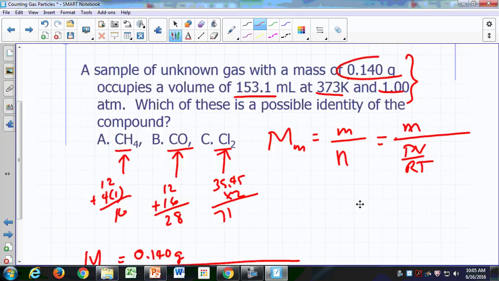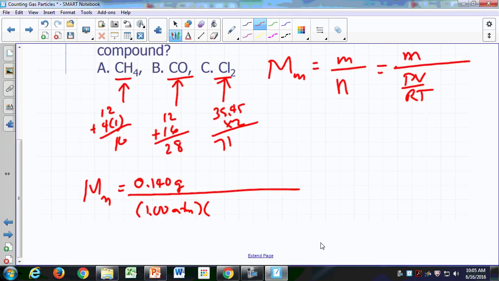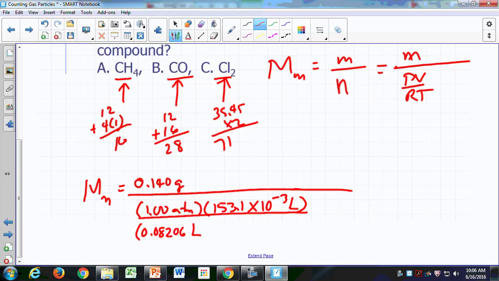volume is 153.1 milliliters, so I have to change that to liters, so times 10 to the negative 3 liters, divided by R, 0.08206 liter times atmosphere per mole Kelvin, and our temperature is 373 Kelvin. Okay, so Kelvin cancels out, atmosphere cancels out, liter cancels out, so you have your moles for your denominator. So this is grams per mole.